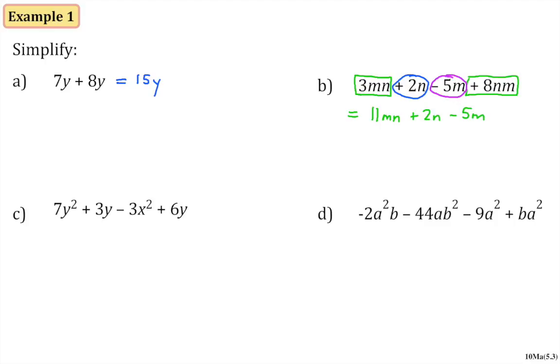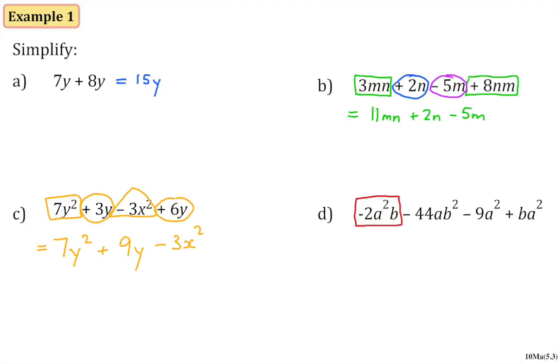For part C, we've got a y squared term, and there's no other y squared term, so in the answer there is just a 7y squared. When I look at the plus 3y, there's a plus 6y, so there's two y terms, plus 3 and plus 6 make plus 9y, and for the last one, minus 3x squared, because it can't add with y's. There is your answer.